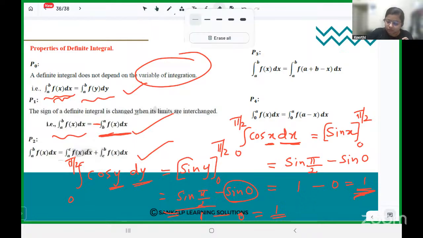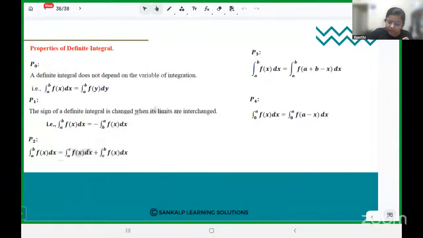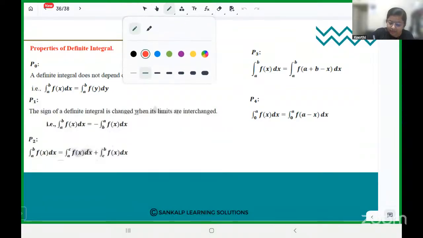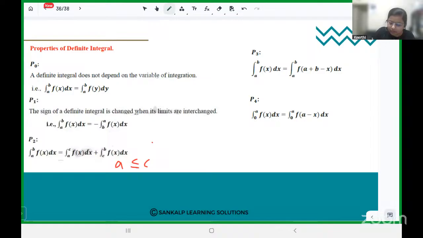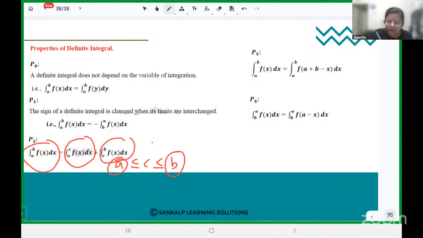And now, moving on to the third property. Third property is this one. Integral a to b f of x dx can be split as integral a to c f of x dx plus integral c to b f of x dx. That is, we can split the integrals when c is a point between a and b. If we are asked to find the integral of a to b f of x dx, we can split it like this: integral a to c f of x dx plus integral c to b f of x dx.